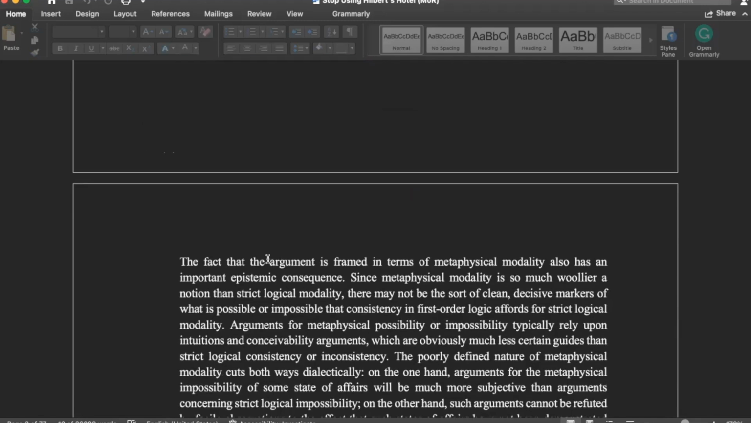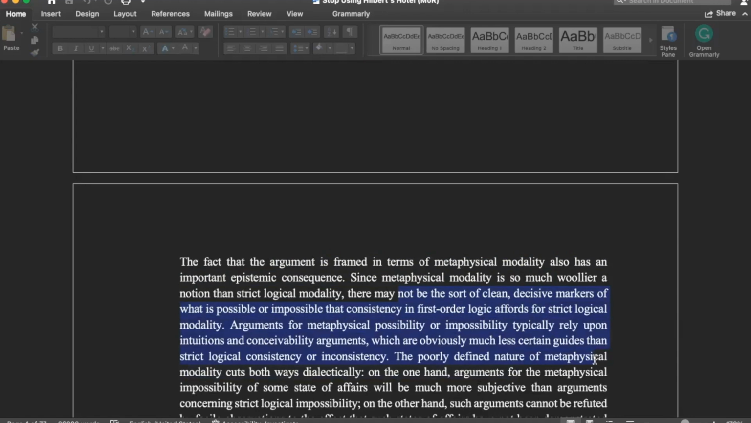The fact that the argument is framed in terms of metaphysical modality also has an important epistemic consequence. Since metaphysical modality is so much woollier a notion than strict logical modality, there may not be the sort of clean, decisive markers of what is possible or impossible that consistency in first-order logic affords for strict logical modality. Arguments for metaphysical possibility or impossibility typically rely upon intuitions and conceivability arguments, which are obviously much less certain guides than strict logical consistency or inconsistency.